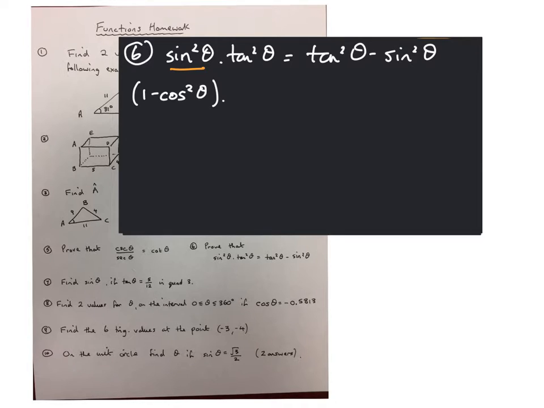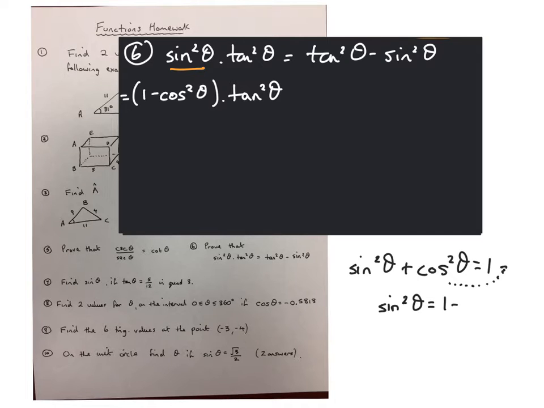Now, that may be something that's a bit alien to you, so let's just talk about that. We do know that sine squared theta plus cos squared theta equals 1. What happens if we now take the cos squared to the other side? Then we get sine squared theta equals 1 minus cos squared. And that is something else that we need to remember, a little variation. And that's exactly what we've got here. Sine squared theta equals 1 minus cos squared.